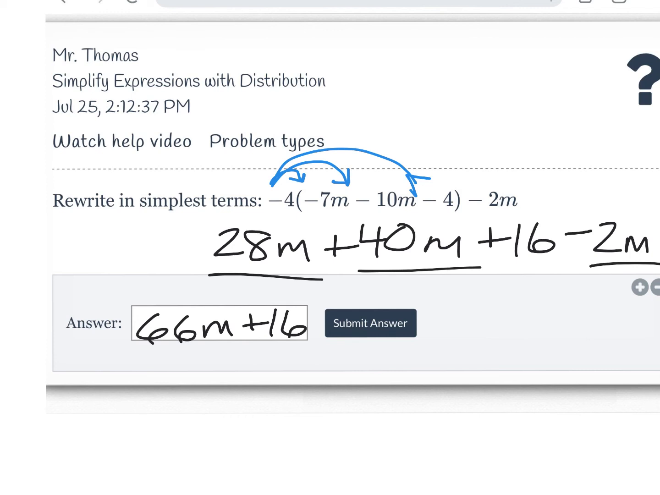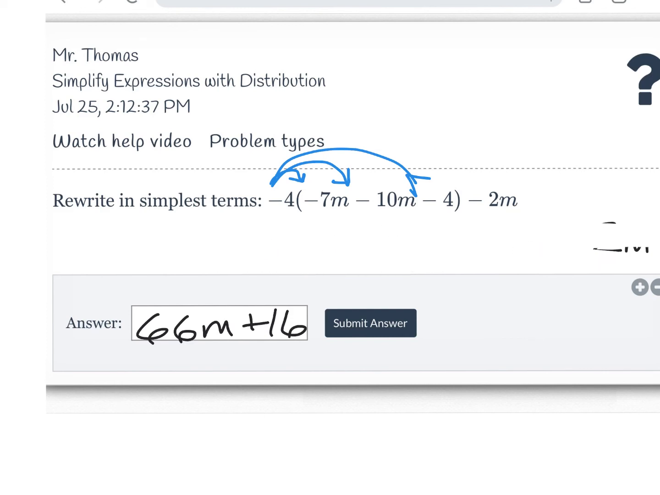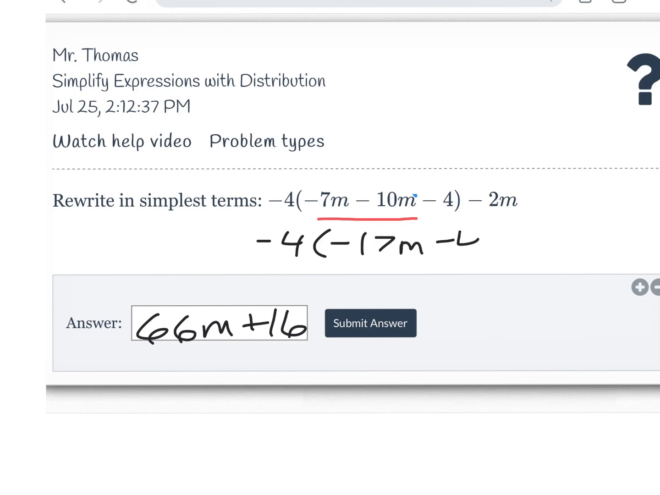Now, there was another way you could have done this problem, and some of you may have been looking and said, I wouldn't have done it that way. So let's go back and let's look at a second way we could have done this. See if we get the same answer. So rather than do distributive property first, again, remember, order of operations, parentheses, I could have gone ahead and combined these two as they are similar terms or like terms. So I get -4, -7 minus -10 is a -17m minus 4 minus 2m.